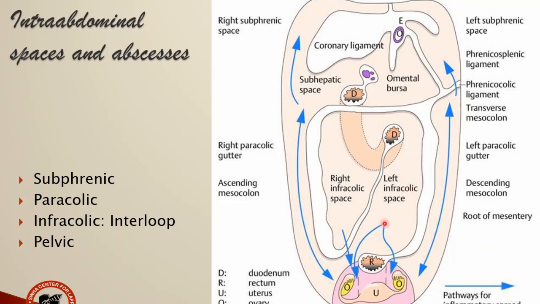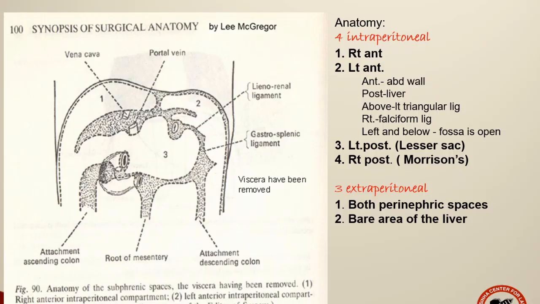So starting from the pelvis, infection can ascend up or descend down depending on the site. If you have supracolic, it can descend down. If you have infracolic, it can always ascend up, going up to the subphrenic space. Now, looking at the subphrenic spaces, the first group, you have four intraperitoneal spaces and three extraperitoneal. Among the four intraperitoneal spaces, you have the right anterior and the left anterior, 1 and 2. The third is the left posterior, which is the lesser sac, and the fourth, not labeled here, is the Morrison's or the right posterior. The three extraperitoneal spaces are both the perinephric spaces and the bare area of the liver.